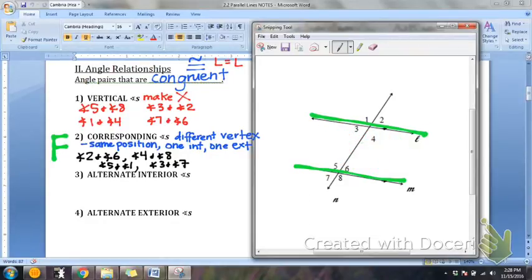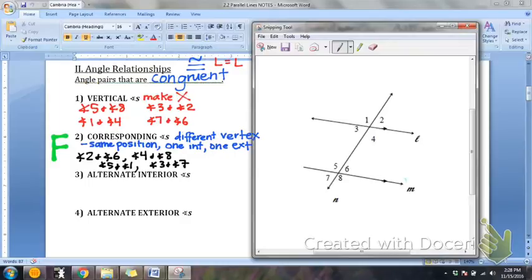If I'm talking about angle 1 and angle 5, 1 is on the outside and 5 is on the inside, right? One's inside, one's outside. So corresponding angles, one's inside, one's outside. All right, let's look at another group.